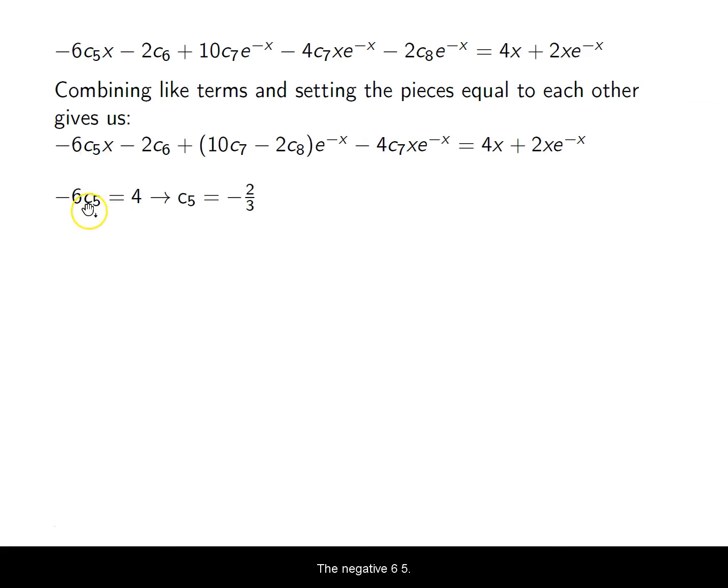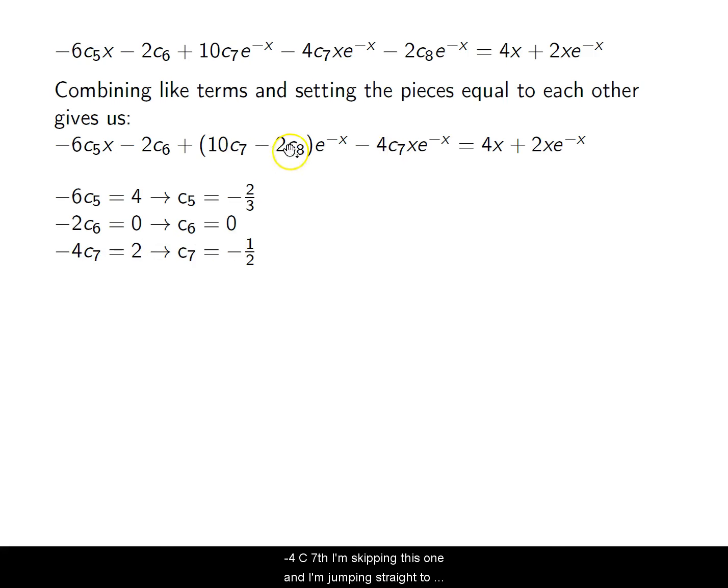So -6c5 equals 4, right? Because that's the coefficient here. That implies that c5 is -2/3, right? So I'm just solving this equation. Divide both sides by -6 and simplify your fractions. -2c6 equals 0 because there's no constants on this right side. Okay, so c6 is 0.